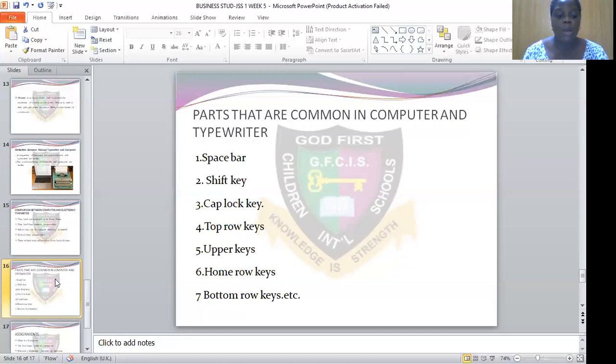Then we have the upper row keys, which are 1, 2, 3, 4, 5, 6, 7, 8, 9, 0. And we have the home row keys, which are A, S, D, F, G, H, J, K, L, and colon. Then we have the bottom row keys, which are Z, X, C, V, B, N, M, comma, full stop, and slash. So all these keys are common between the computer and the typewriter.